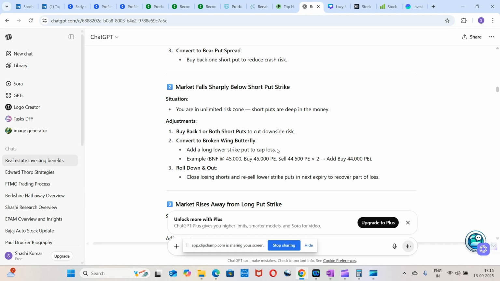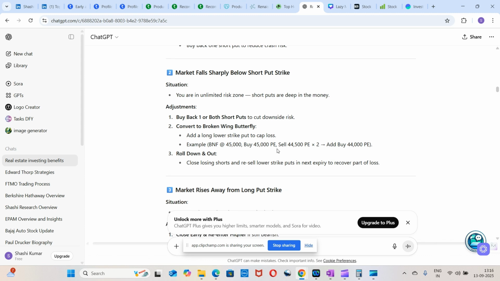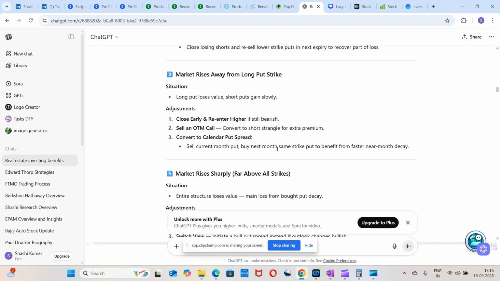Okay, so for example, Bank Nifty is at 45,000. You bought 45,000 PE and you sold 44,500 PE two lots. Then you add one 44,000 PE. That would make it into a broken wing butterfly. So a broken wing butterfly adjustment you could do if the market falls sharply below your short put strike, or you could just buy back the short puts, or you could roll down and out. You close all the existing losing shorts and resell at lower strikes for the next expiry to recover part of the loss.